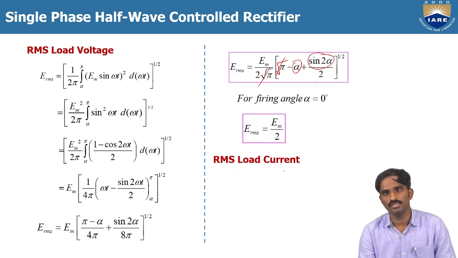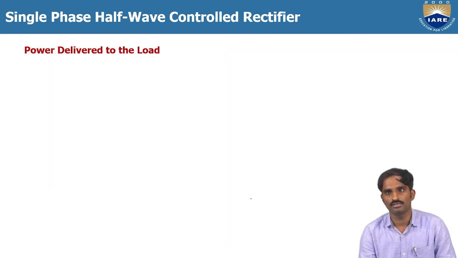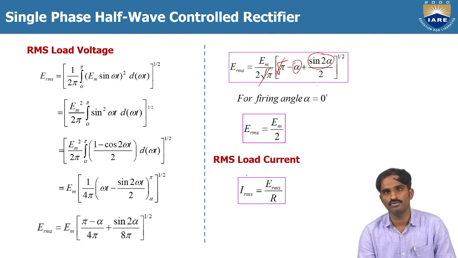Then the RMS load current: similarly to the RMS load voltage, which we already know, just ERMS by R, then you will get the RMS load current. That's how we can derive the average load voltage and current as well as the RMS load voltage and current.